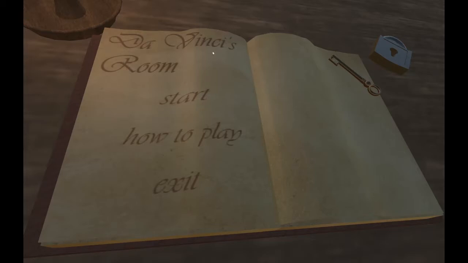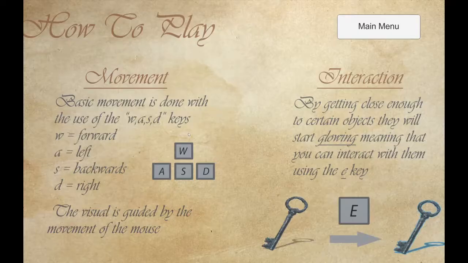So this is the main menu. The title of the game is Da Vinci's Room, and it's a first-person escape room-based game. Now, it's all based on the character or real person of Leonardo da Vinci. This is how to play.